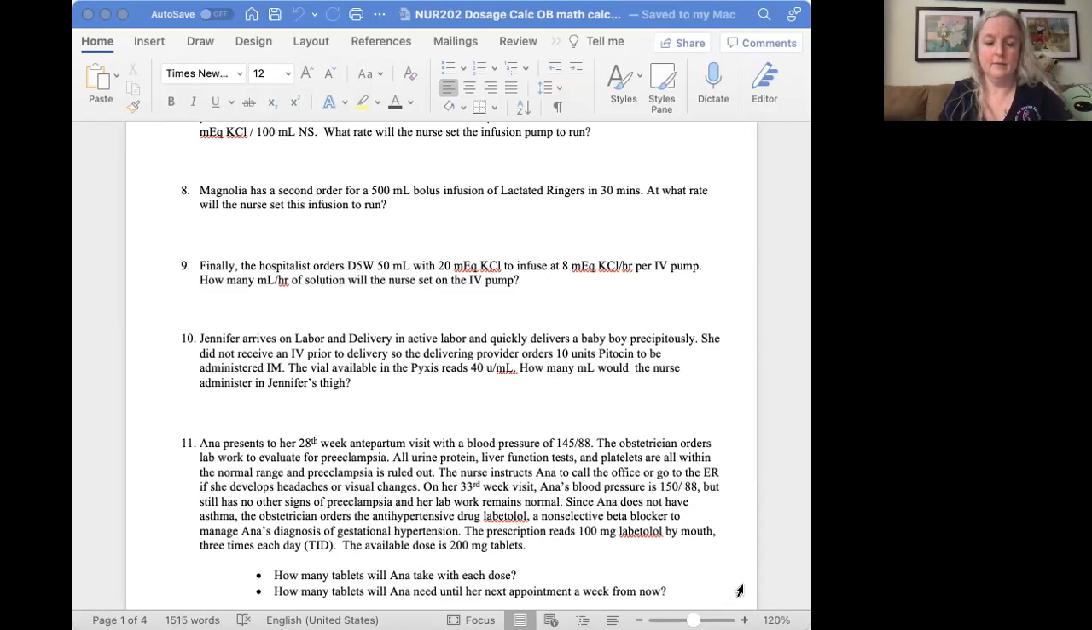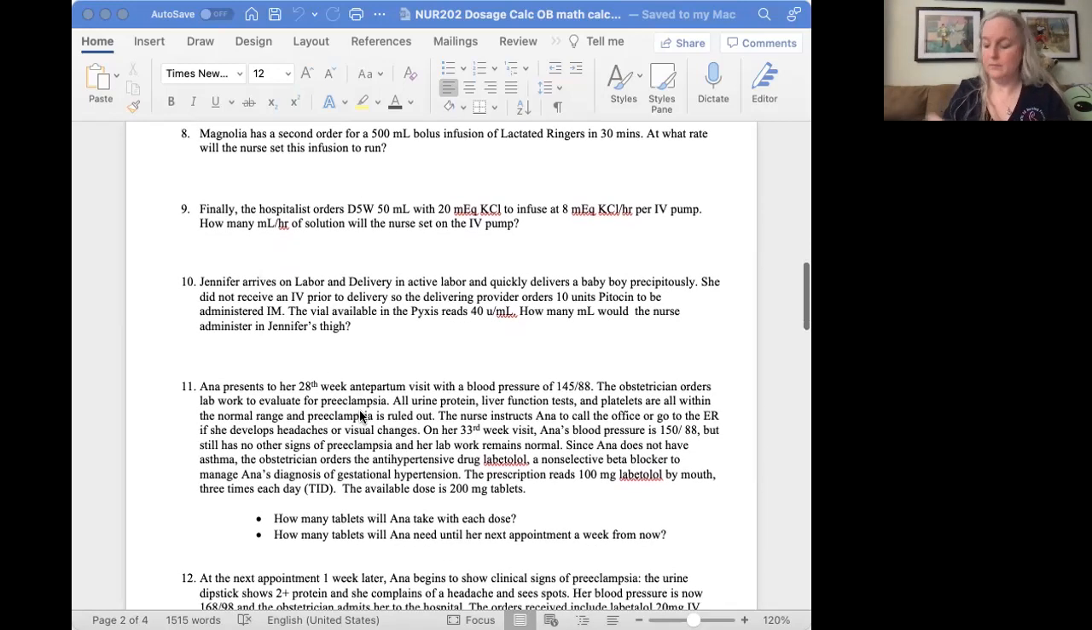That's number 9. Number 10. Jennifer delivers precipitously. Hold on. I can't erase and read at the same time. Jennifer, sorry, she didn't deliver precipitously yet. She arrives first at labor and delivery, and she's in active labor, and then she delivers precipitously.